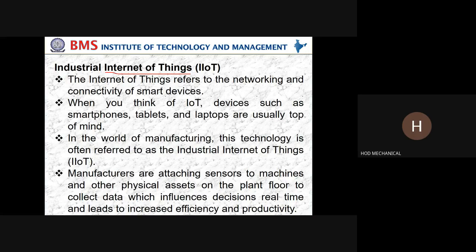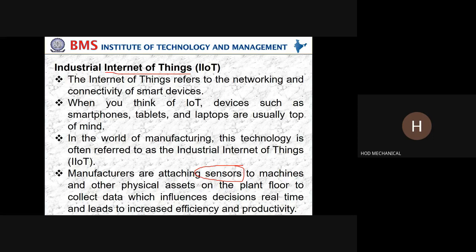Now in case of manufacturing, what is important is connecting the devices. Generally you can understand the health of the devices by having sensors. This is very important. Manufacturers are attaching sensors to machines and other physical assets on the plant floor to collect the data, the data which influences the decision.